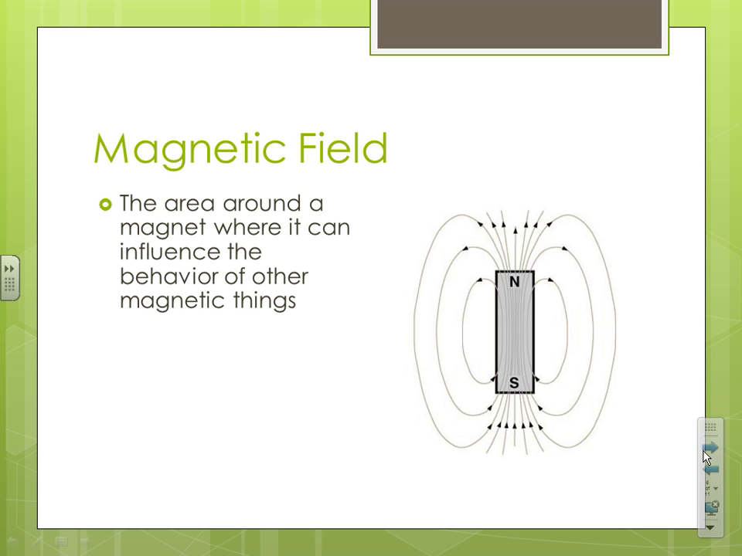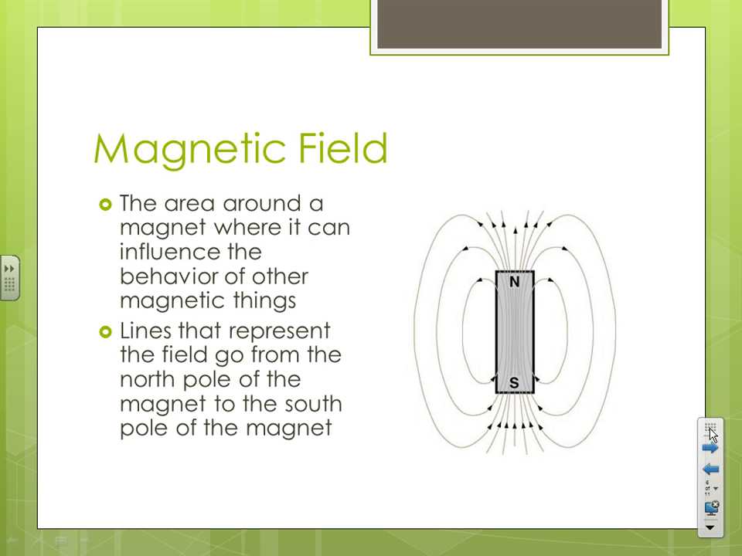And as you can see from this picture, we use lines to represent what would happen to stuff in that magnetic field. And the lines are arrows. And those arrows go from the North Pole to the South Pole. So the arrows represent the field, the area around the magnet where it can influence the behavior of other objects. And those arrows go from the North Pole to the South Pole, just like in the picture.